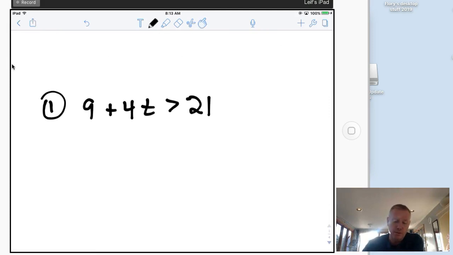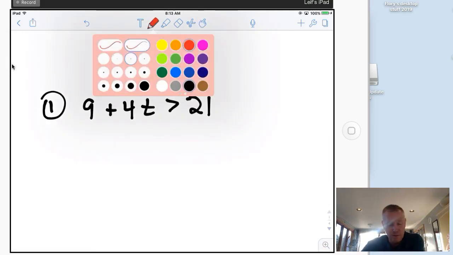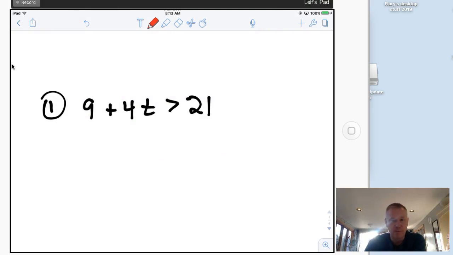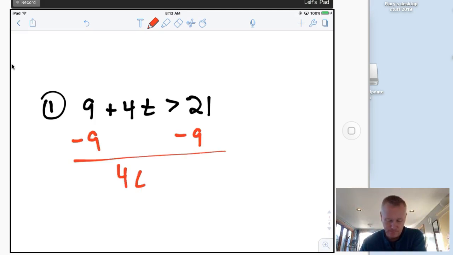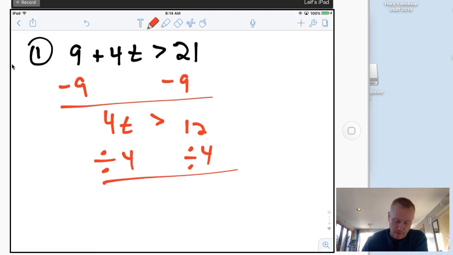So when I solve it, I treat it like an equal sign. The only thing is, when you multiply or divide by a negative number, that's the only time it's any different. So first thing I'd like to do is get that 4t alone. So I'm going to get rid of the plus 9. Opposite of adding 9 is subtracting 9. So I get 4t. 21 minus 9 is 12. So I got 4t is greater than 12. Now I want to get rid of the 4. The opposite of multiplying by 4 is dividing by 4. And 12 divided by 4 is 3.